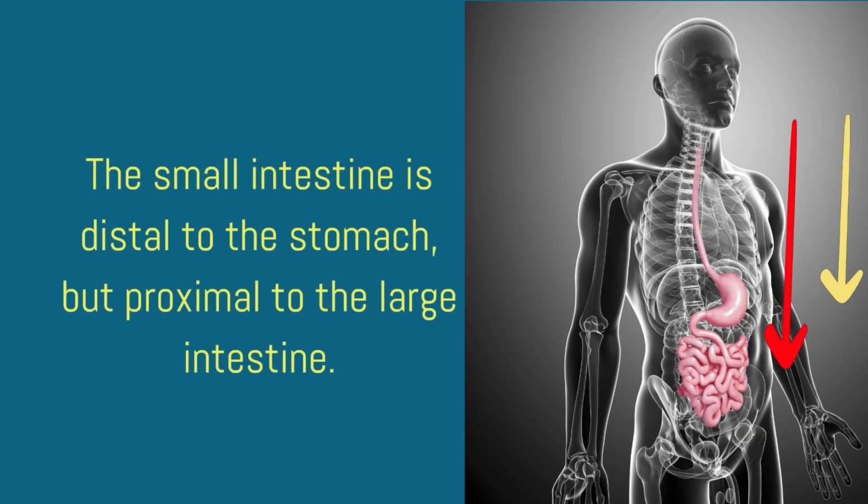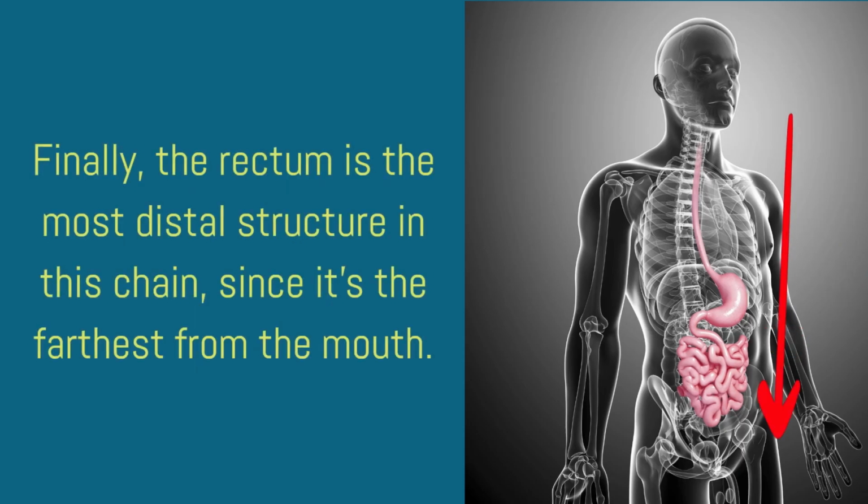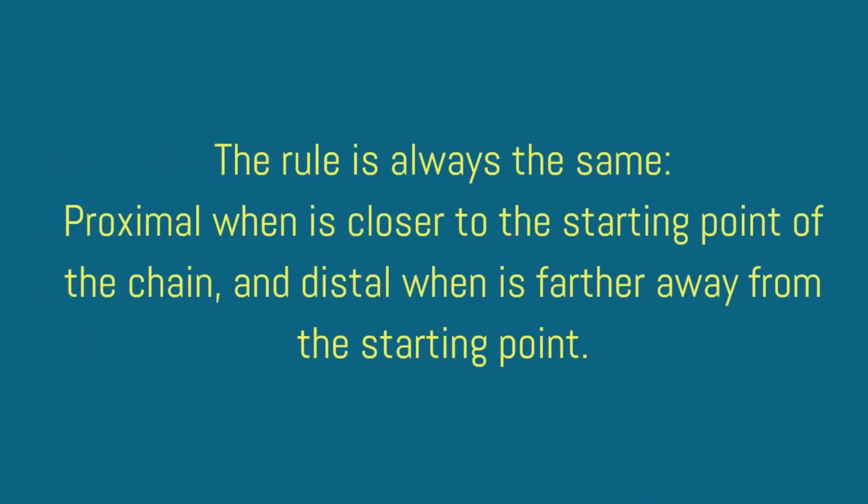The small intestine is distal to the stomach, but proximal to the large intestine. Finally, the rectum is the most distal structure in this chain, since it's the farthest from the mouth. The rule is always the same: proximal when it is closer to the starting point of the chain, and distal when it is farther away from the starting point.